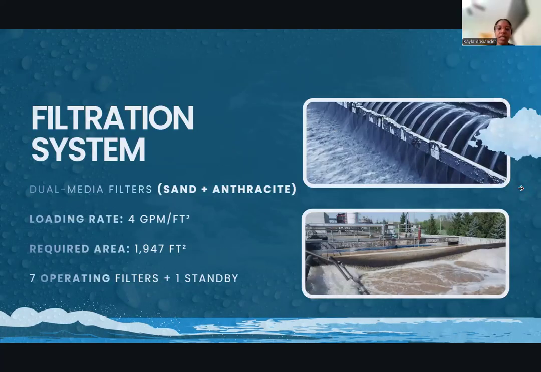For the filtration system, we use dual media filters designed to remove any remaining suspended solids. Using a loading rate of 4 gallons per minute per square foot, the required surface area is nearly 2,000 square feet. With each filter providing 300 square feet, we determined that 7 filters are required in operation, along with one standby filter. This ensures continuous filtration even when a unit is backwashed.